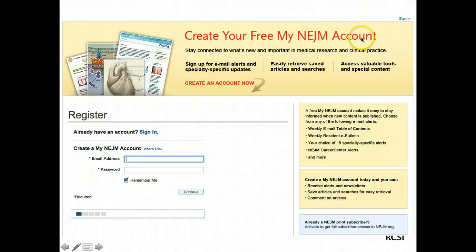Create your free New England Journal account. Stay connected with what's important in medical research and clinical practice. You put in your details, off you go. You may feel you're a little way off that. You may feel it's not relevant to you. What I would encourage you to do is to develop your skills in reading medical articles, getting to know the structure, getting to know even the timing of when things are published. It'll stand you in good stead in the future.